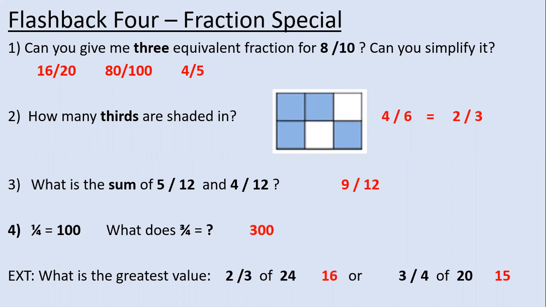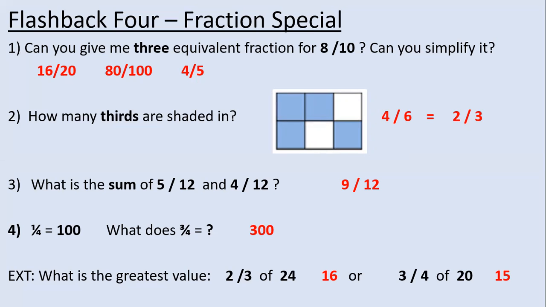Question 2, trying to trick you with this one. How many thirds are shaded in? Well, if you have a look at that shape, it is in 6 equal parts, and 4 of them have been shaded in. So that's 4/6. So now we need to think of equivalent fractions. So how many thirds are equivalent to 4/6? Well, we need to divide 6 by 2 to get thirds. So we need to do the same for the numerator. 4 divided by 2 is 2. So 2/3 are the same as 4/6.